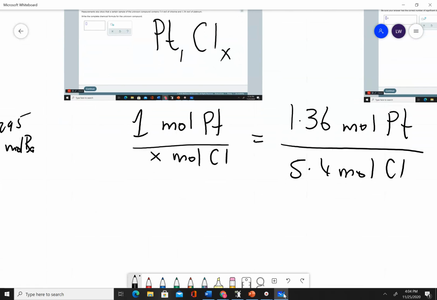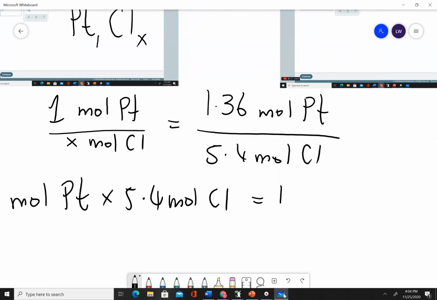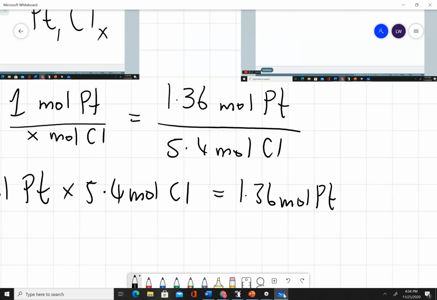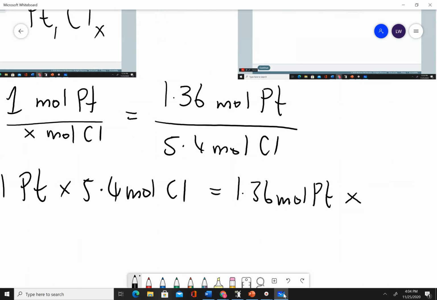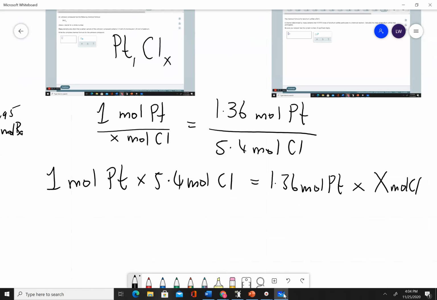So now we just got to solve for what the X is, right? So let's do that, and we can reorganize this. 1 mole of platinum times 5.4 mole of chlorine is equal to 1.36 mole of platinum times X mole of chlorine. So now we just need to divide both sides by 1. So that was just cross multiplying.